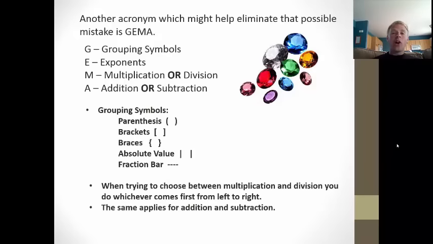Well, how do we know what comes first if multiplication and division and addition and subtraction are on equal levels? Well, we read from left to right, so we use that direction to decide which comes first. If we look at an expression and read from left to right and multiplication comes first, we do multiplication first. If division is first, we do division. Same with addition and subtraction. And we'll see that in a number of our examples here coming up.